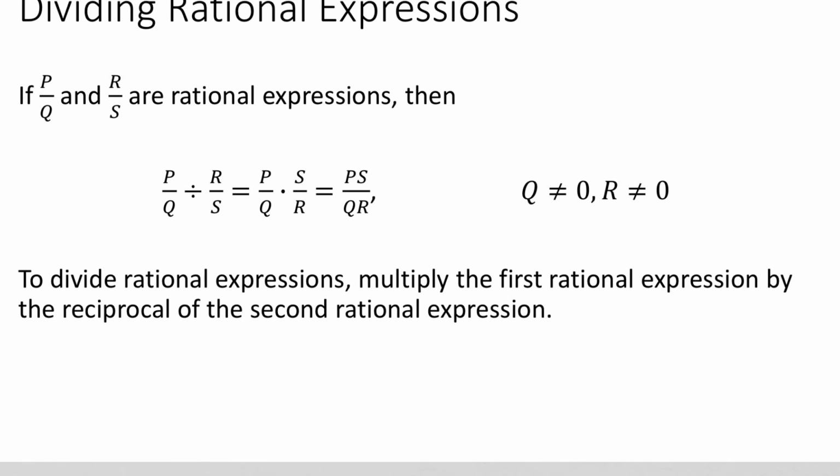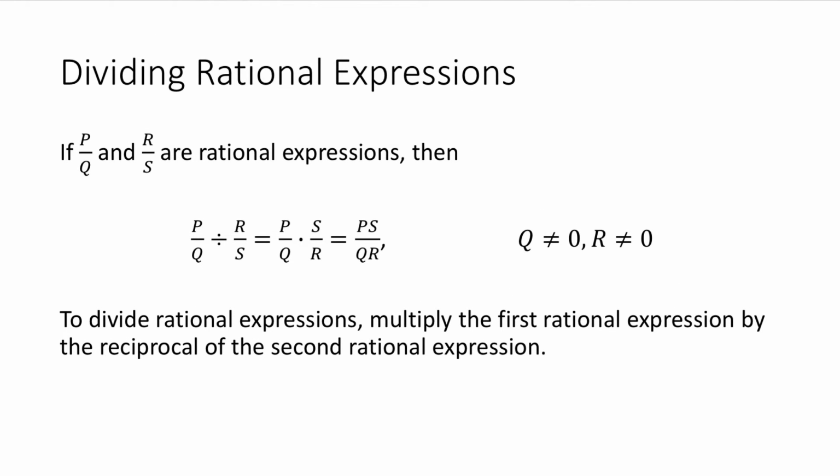Okay, now dividing rational expressions. When I have P over Q divided by R over S, I'm going to take the reciprocal of the second fraction. And I change the division to multiply. So I've got P times S over Q times R. And since the Q and the R are in the denominator, we say that neither of those can equal 0.